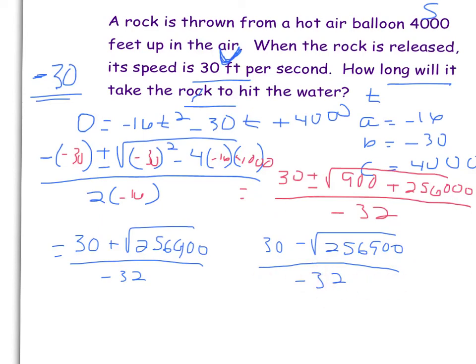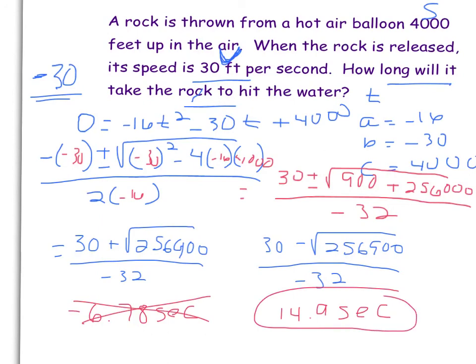Be really, really careful. So when I get this answer, the first answer, I come up with negative 6.78. And this second answer is 14.9. Because my label is seconds, it does not make sense to have negative seconds. So that one is a false answer. So it took approximately 14.9 seconds for the rock to hit the water 4,000 feet away if the initial velocity was 30 feet per second.